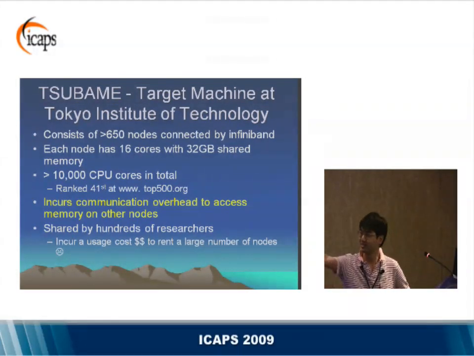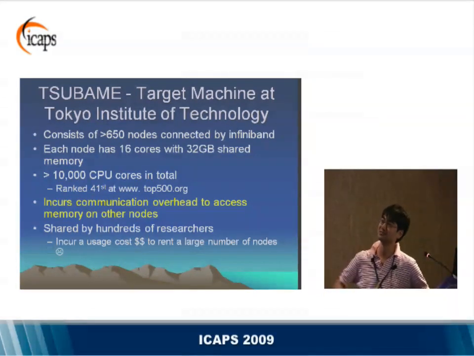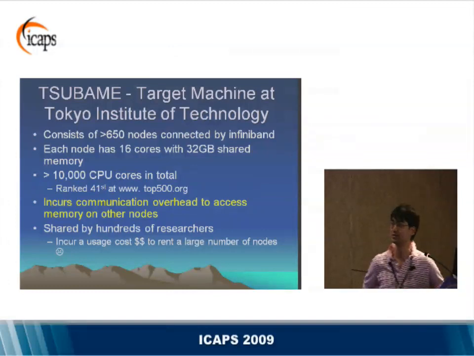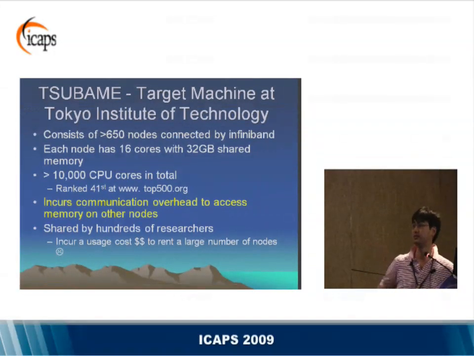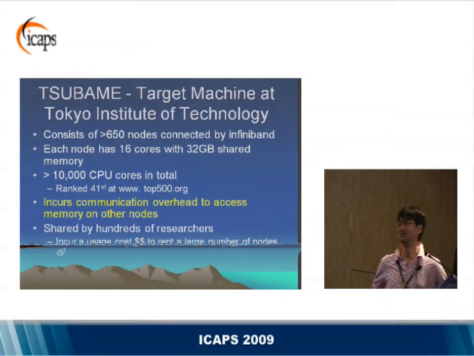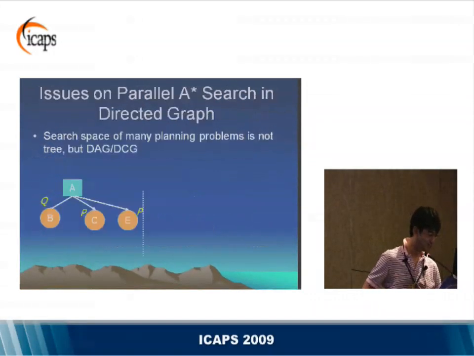And this one is not related to the research issue, but Tsubame is of course so expensive that it is shared by hundreds of researchers, meaning that the scheduling is batch, and I have to wait a long time for my job to be executed. I can rent a lot of nodes, but it incurs a usage cost, so I need money.